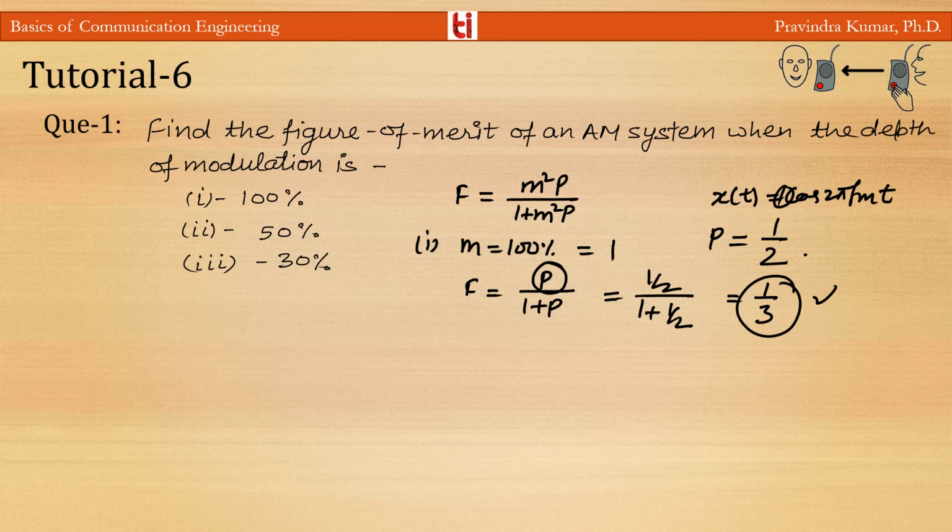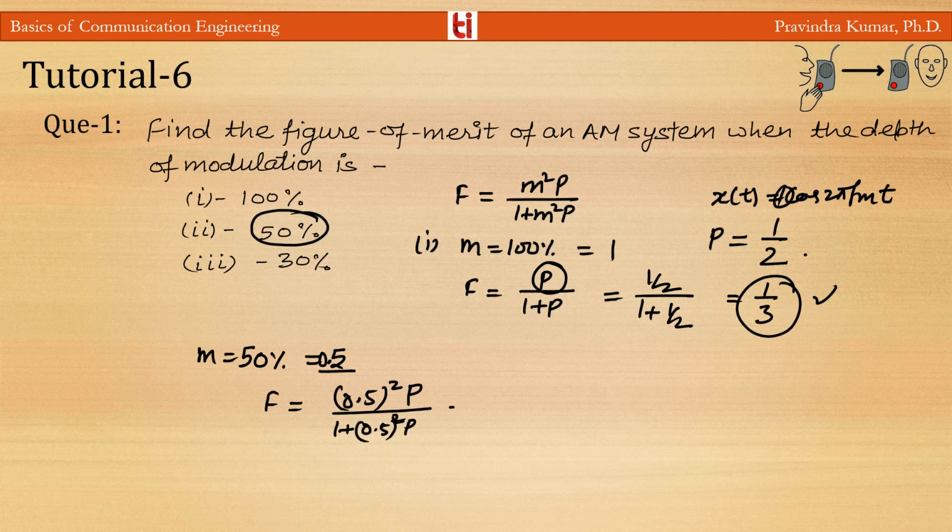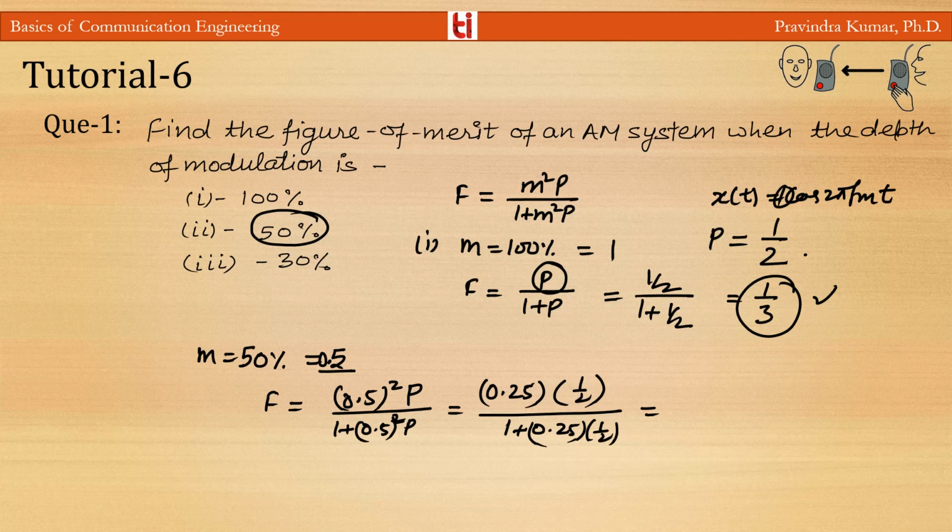Now if the modulation index is 50%, this means m is 0.5. Now the figure of merit will be 0.5 square P upon 1 plus 0.5 square P. So it will be 0.25 into 1 by 2 upon 1 plus 0.25 into 1 by 2. It will be equal to 0.125 divided by 0.125 plus 1. So it will be equal to 0.111.